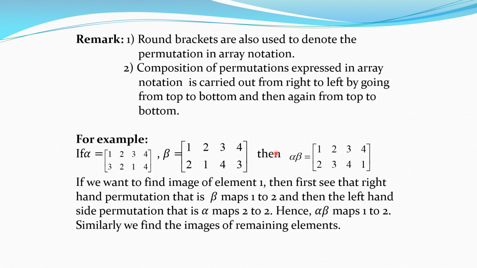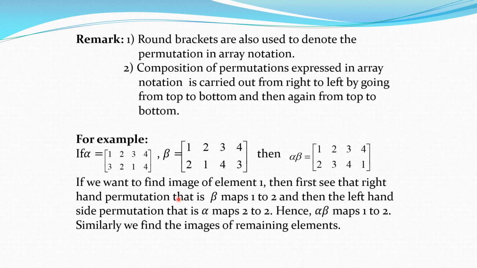In the same way, whenever we have to find alpha beta of 2, first we consider what is beta of 2. Beta of 2 is 1. And here, from right to left, 1 goes to 3. So finally, 2 goes to 3. Then, beta of 3 is 4, and here, 4 goes to 4. So finally, 3 goes to 4. And then beta of 4 is 3 and alpha of 3 is 1. So alpha beta of 4 is 1.